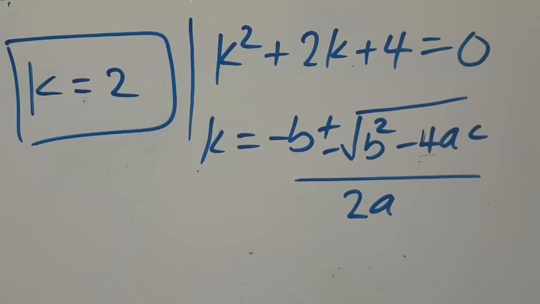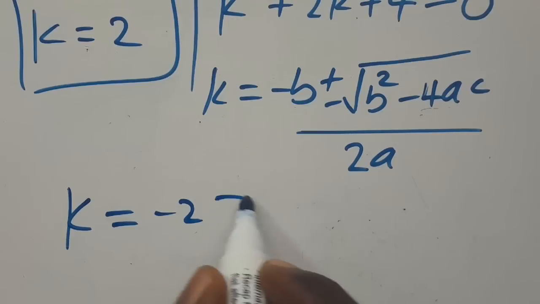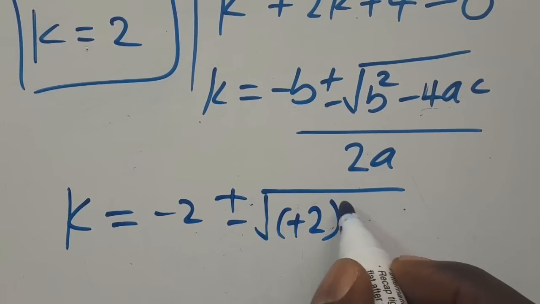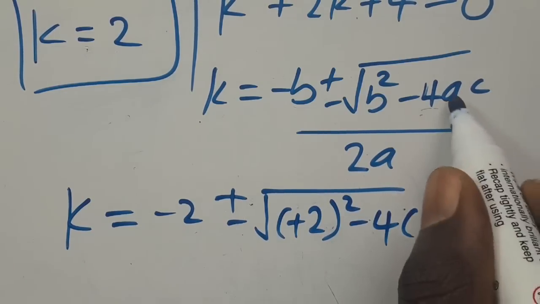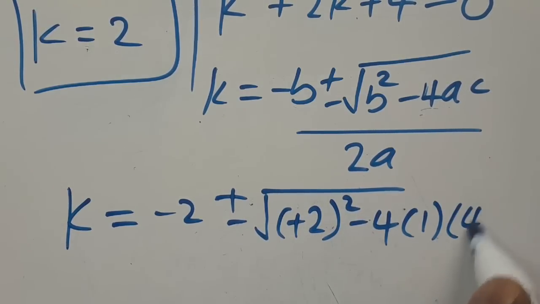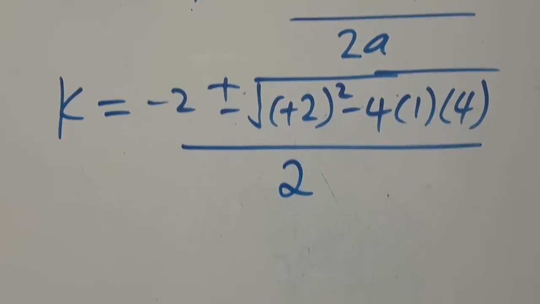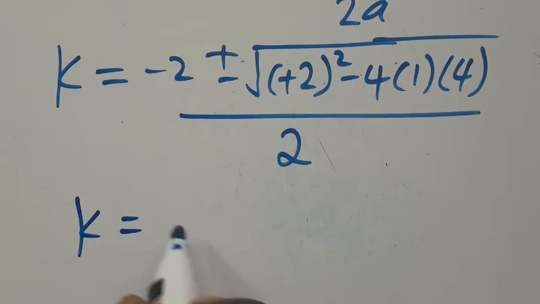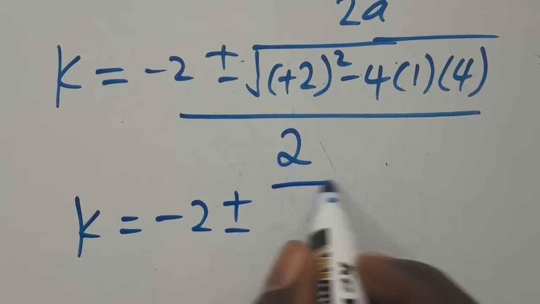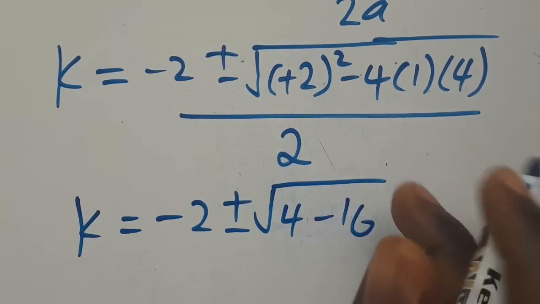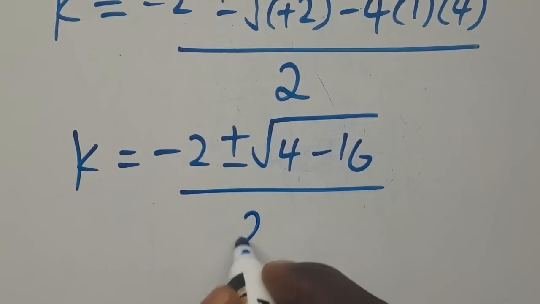So from here, we are going to have our k equals, our b equals 2, so here will be minus 2, then positive or negative root of plus 2, all in bracket to the power of 2, minus 4 multiplied by a is 1, our c is 4. Then all divided by 2. So we have k equals minus 2, positive or negative root of this, which will be 4. 4 times 1 times 4 will be minus 16. Then all divided by 2.